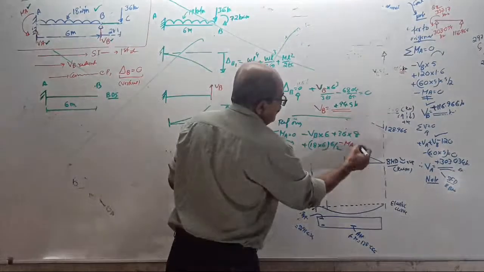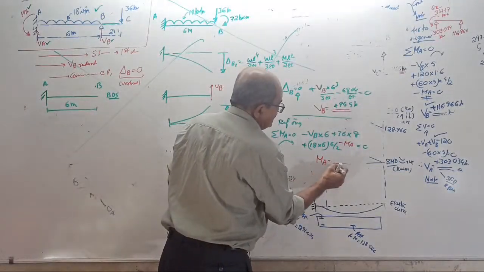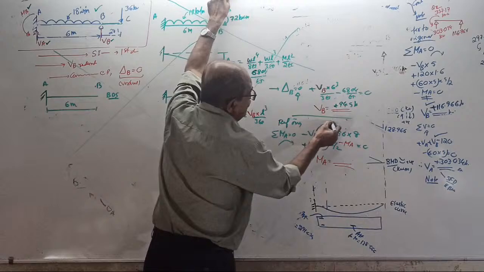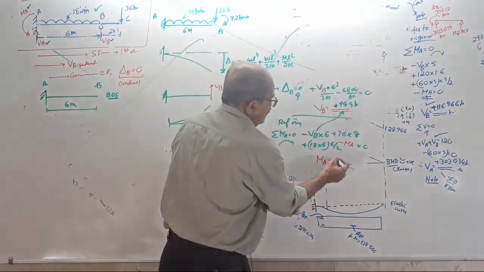equal to 0. Therefore, tell me the value of MA. Fast, where VB comes, substitute 94.5. Tell me the MA value.